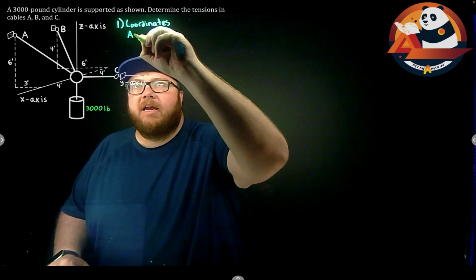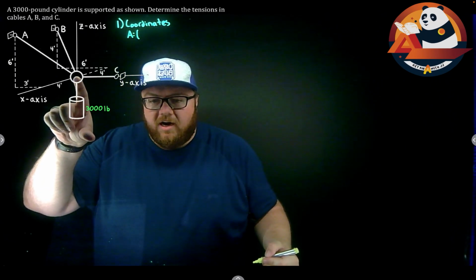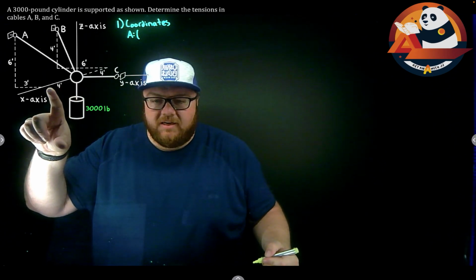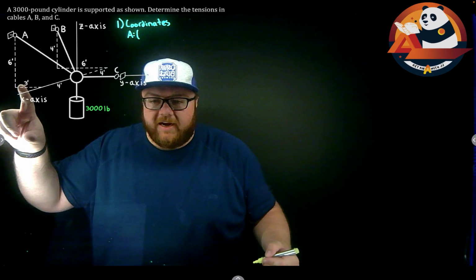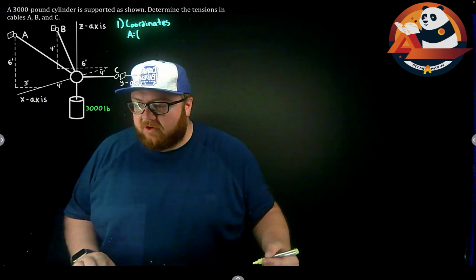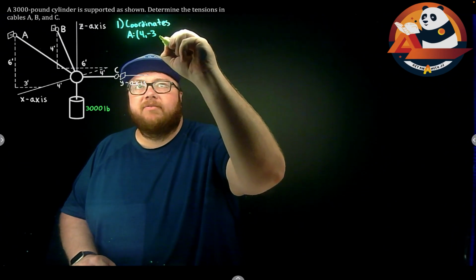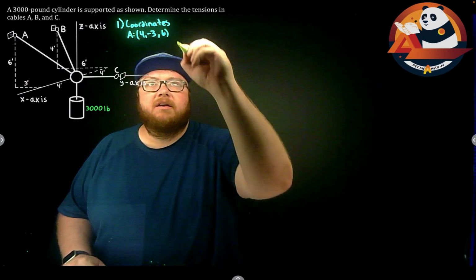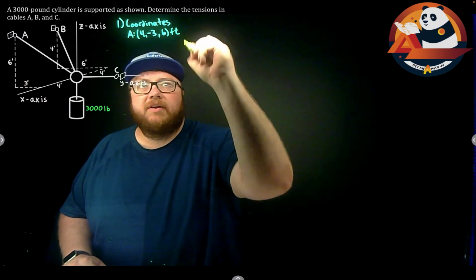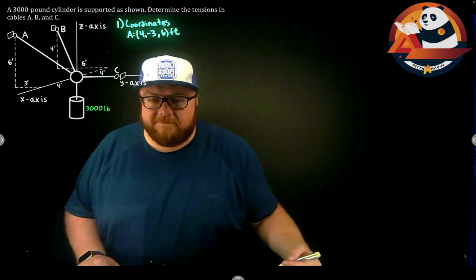Point A is located at, in the x direction, we're going 4 feet. In the y direction, -3. In the z direction, we're going up 6. So we are at 4, -3, 6. Our units here are feet. Our little tick mark there means feet. We just need to repeat that for our other coordinates.